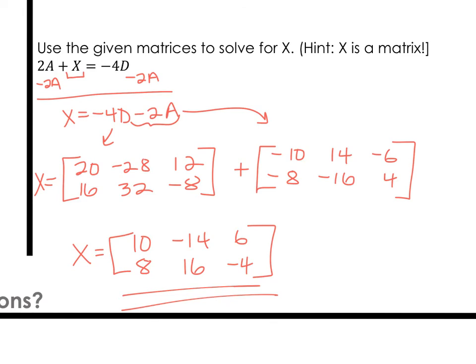When you're finished, you should have a 2 by 3 matrix, 10, negative 14, and 6 in row 1, and 8, 16, negative 4 in row 2. And that's lesson 3.5, working with matrices either adding and subtracting or multiplying by a scalar.